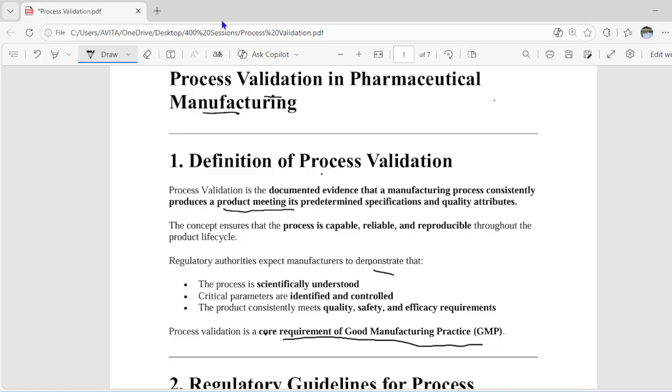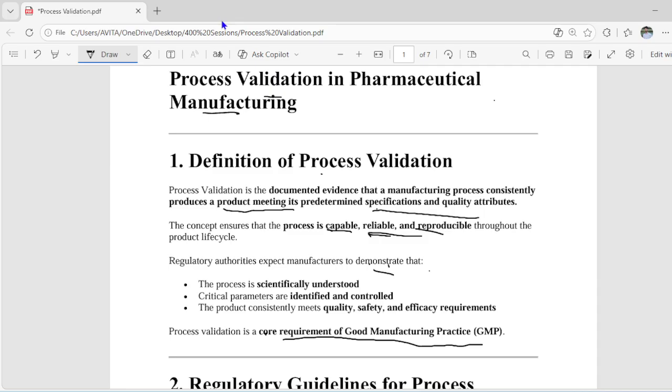So, as we can understand from the definition itself, process validation is going to ensure that whatever process we have designed is capable of producing reproducible results. Meaning whatever result it is producing, it can reproduce it. It's reliable, reproducible, capable. That is what we have to ensure by doing the process validation.